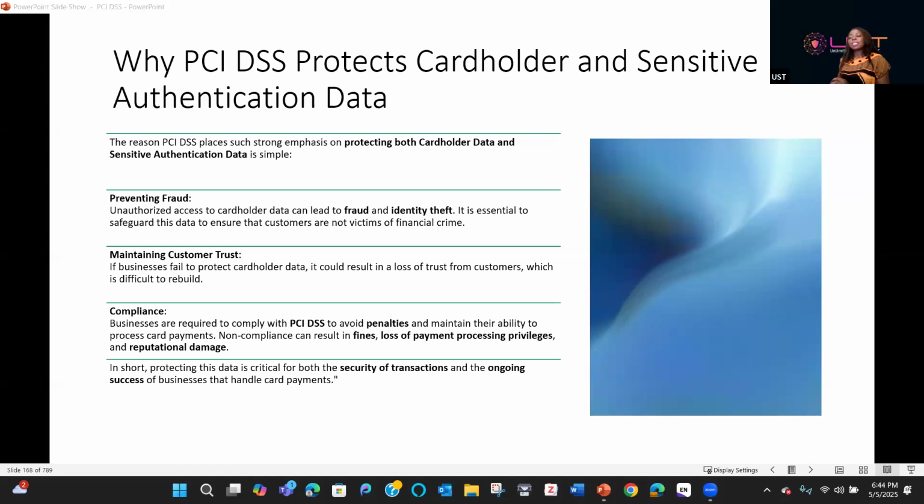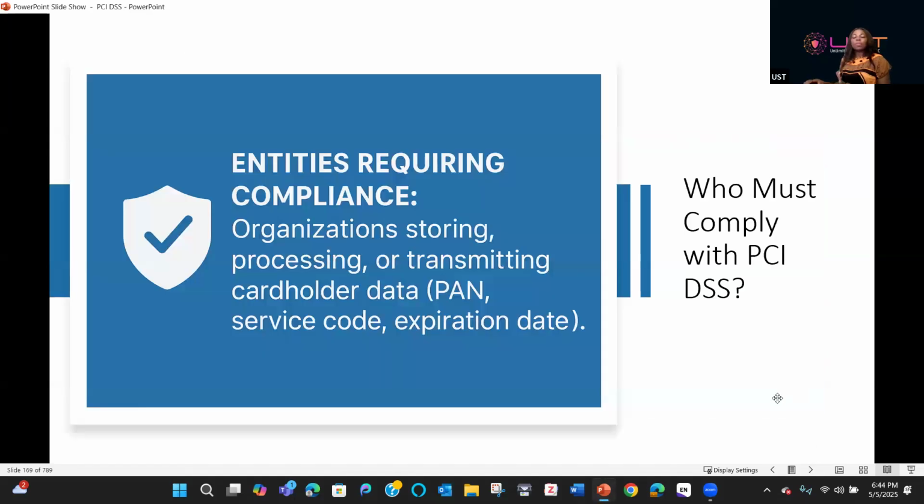In short, protecting this data is critical for both the security of transactions and the ongoing success of businesses that handle card payments. And that's why, though we've talked about all the different core regulatory frameworks, we have to talk about PCI DSS. This is again just a piece as far as GRC is concerned, because it's not a matter of you going with different regulatory authorities. Most hospitals have payment systems, right? They collect payments. A lot of services, a lot of companies. So definitely, the fact that they adhere to other regulations, they also need to be in compliance with PCI DSS.